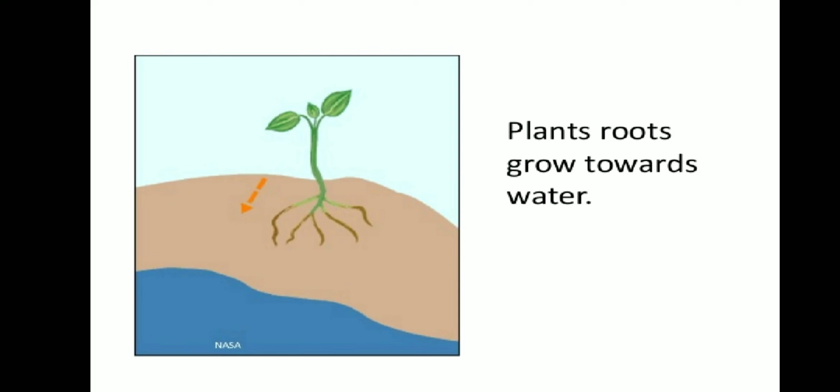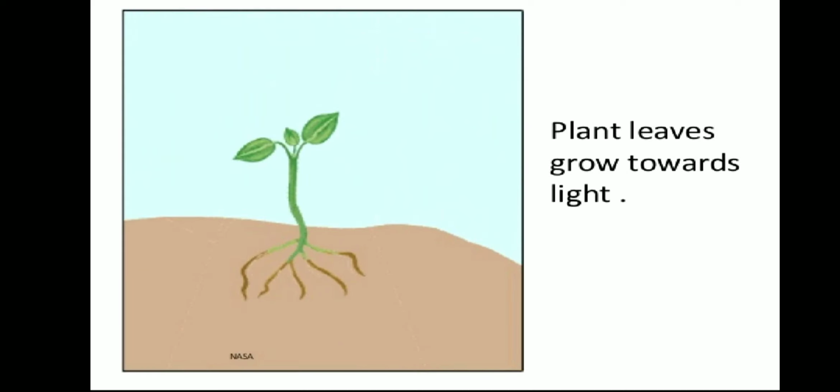Naturally, the roots grow downwards towards the water. Plant leaves grow towards the light. This is the natural plant growth. How is it happening? It is happening only with the help of photosynthesis.